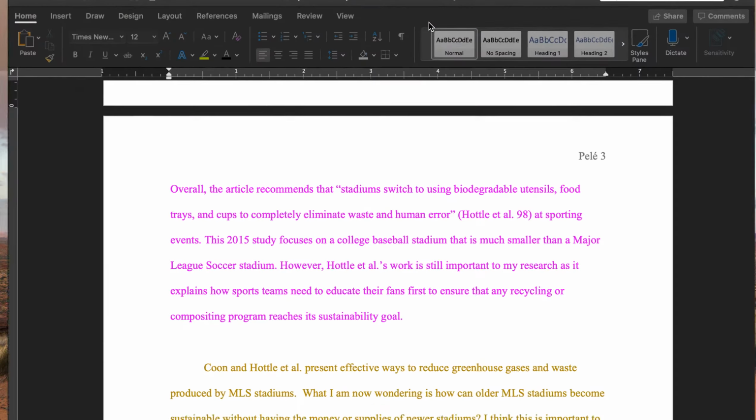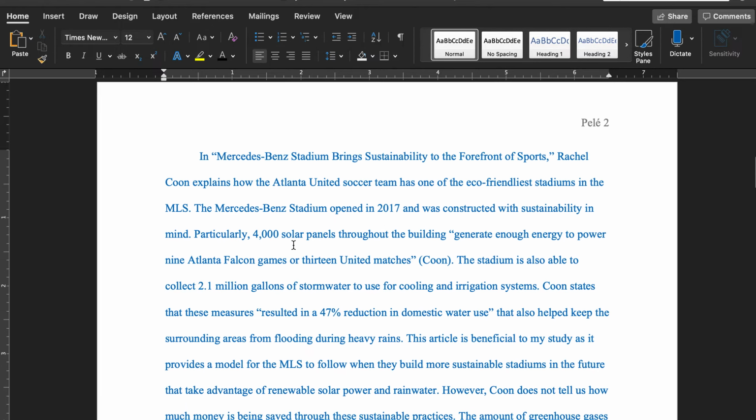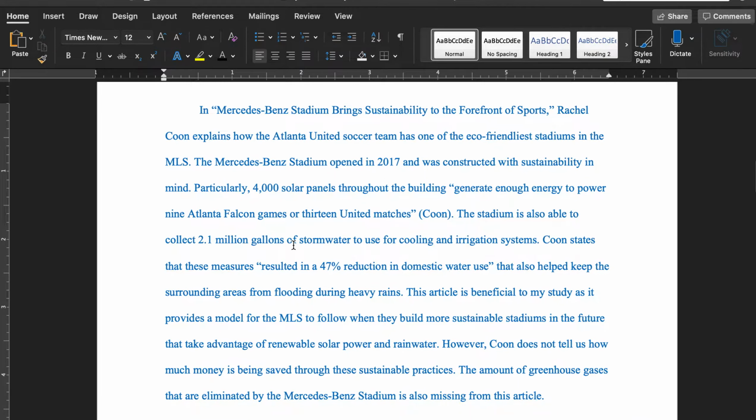Well, you can take a look at the sample essay here. For instance, right, I note what's the article's name, who's the author, and explains how Atlanta United soccer team has one of the eco-friendliest stadiums in the MLS. So one sentence, short and sweet. I've told the reader in my topic sentence, what is this whole paragraph going to be about, right? Same thing you should follow.